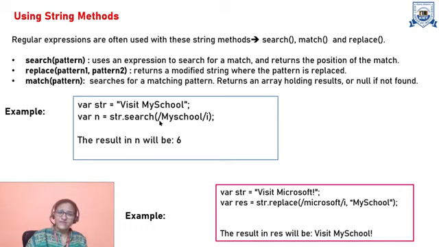If it is found, it will return its index position, from which position it was found. In this case, when it found my school, counting 0, 1, 2, 3, 4, 5, 6, this pattern was found at the index position 6. So the result in n will be 6.